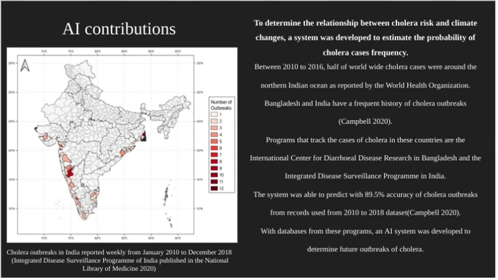Bangladesh and India are heavily populated with about 35 to 200 million people and have a frequent history of cholera outbreaks. Using programs that track cases of cholera in these countries, the International Center for Diarrheal Disease Research in Bangladesh and the Integrated Disease Surveillance Program in India, the system was able to predict cholera outbreaks with 89.5% accuracy from records used from the 2010 to 2018 database.